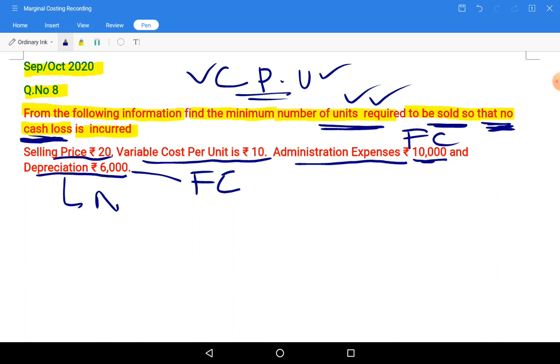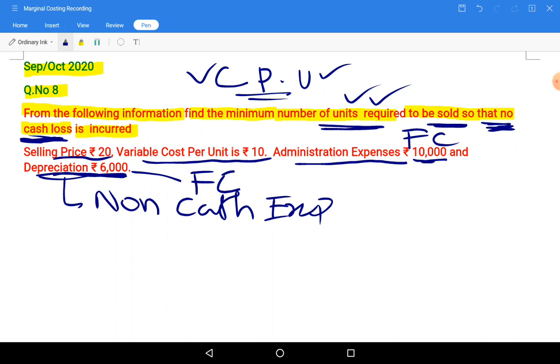Depreciation is non-cash expenditure. So this depreciation you don't consider while calculating BEP of no cash loss, because depreciation is fixed cost but it is non-cash expenditure. He is asking you to find cash BEP. What is he asking? Cash BEP. So fixed cost except non-cash expenditure of depreciation we need to take. So first working note.